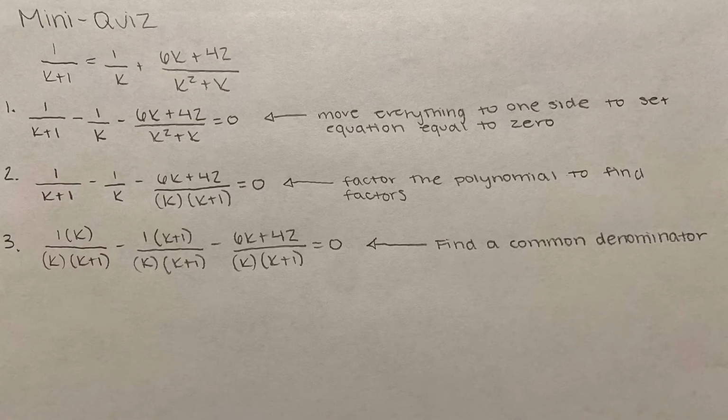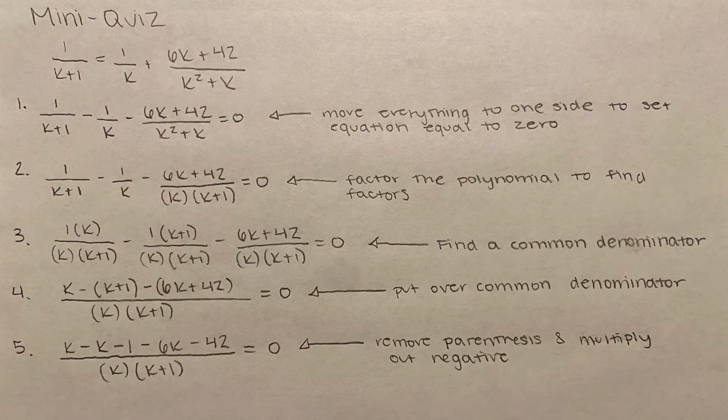Next, you want to find a common denominator, and to do that, you're going to multiply. So you have your two factors on the bottom, which is k and k plus 1. So those are your two factors. So you're going to multiply whichever factor the term does not have. So in the first one, it did not have a k, so you multiply the numerator and the denominator by a k. For the second term, it was k plus 1, so you multiply the numerator and the denominator by k plus 1. And the third term had both, so you do not have to multiply it by either.